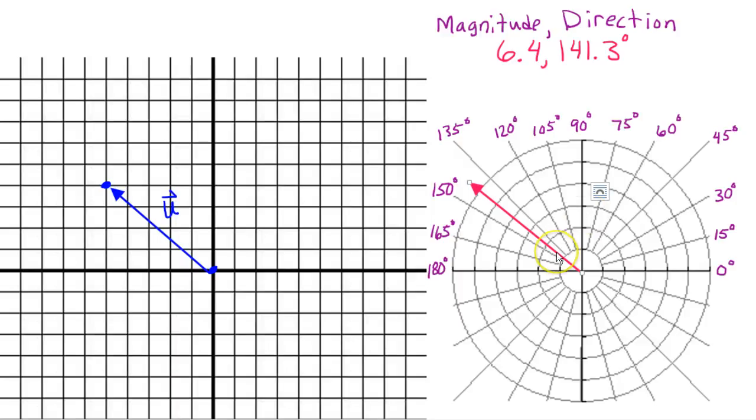Okay, and now compare the vector that we just created with the one that we graphed using component form. You can see that they are both pointing in the same direction and they have the same length, the same magnitude. So it is very, very consistent. So once again, this is another way of graphing vector u. Again, the magnitude and direction are also known as polar coordinates.